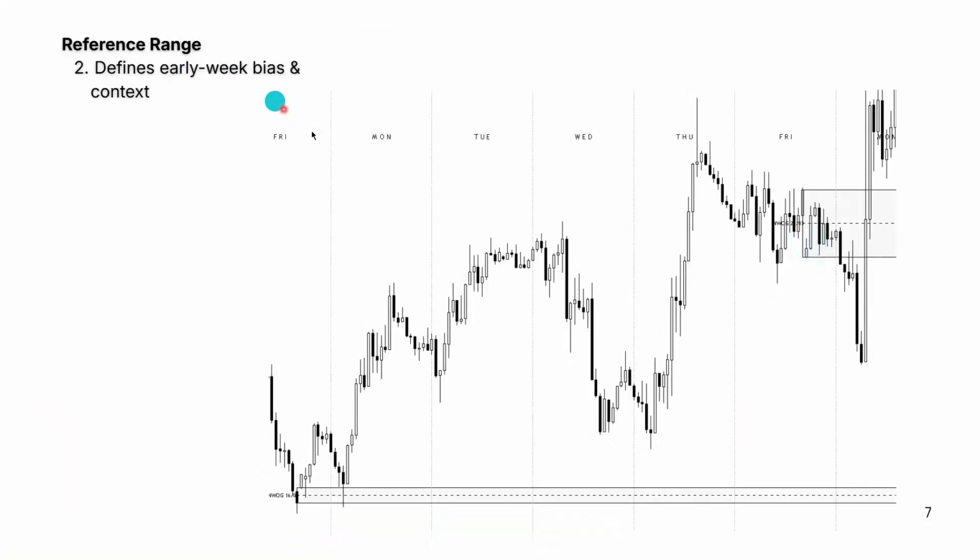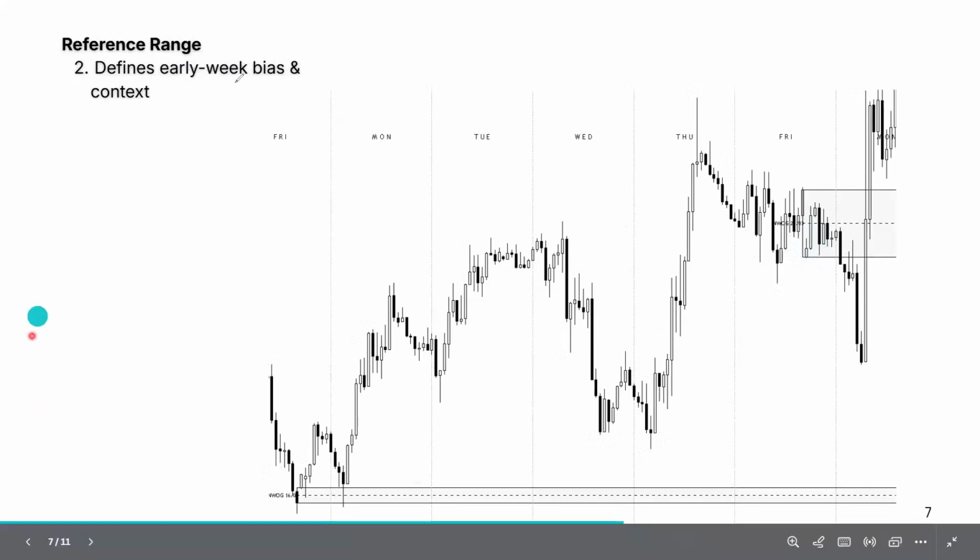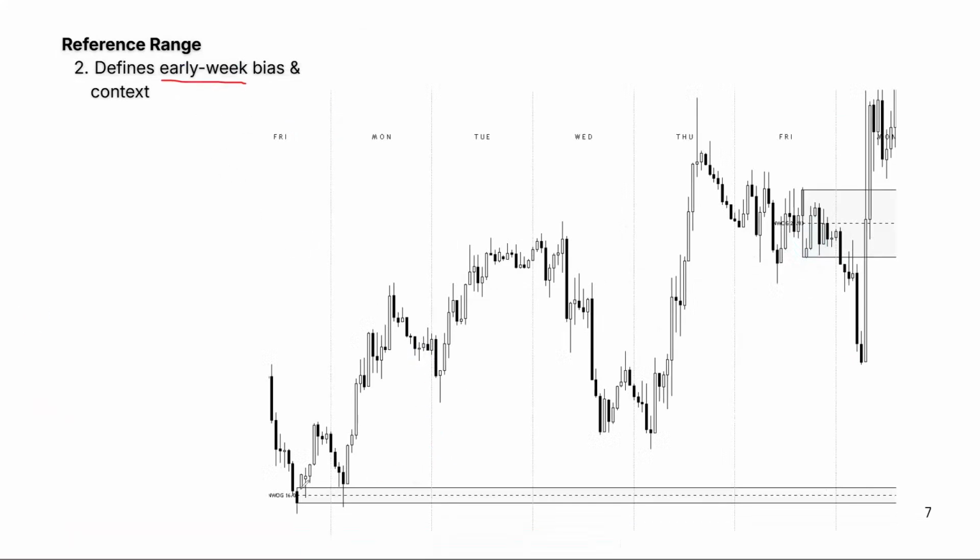Secondly, it helps define the early weekly bias and context. So I'm going to start with the early weekly bias. What does this mean? Once price creates the new week opening gap, usually if it reacts away from it, it tends to continue in that direction. Now, it doesn't mean that if price goes above it all the time, it will be bullish, and if it goes below it, it will be bearish. No, it's all about probability.